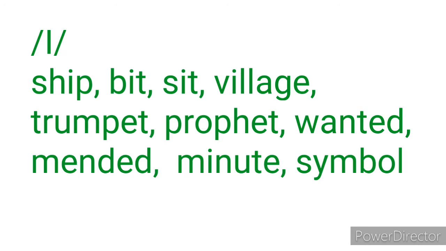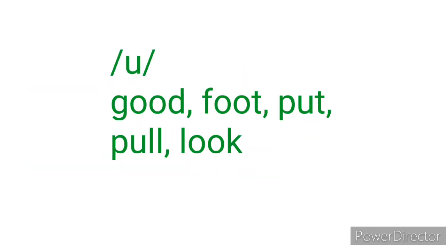Words that have the past tense marker as -ed, like wanted, not wanted, mended and not mended, market and not market. The next one we're going to look at is the sound oo, short oo without the two dots, and you can find it in words like put, foot, good, look.